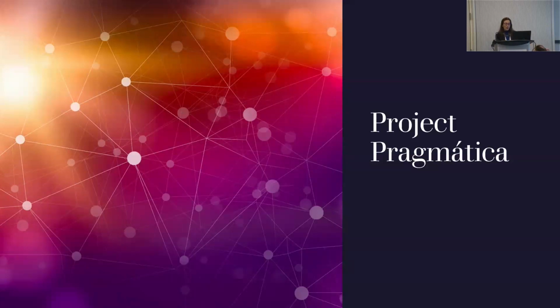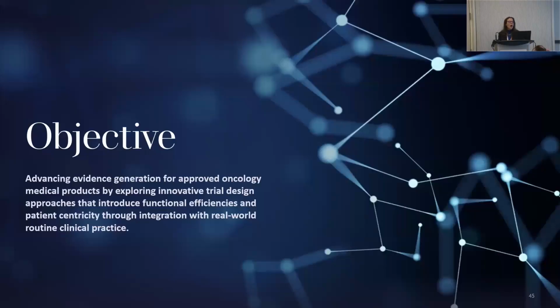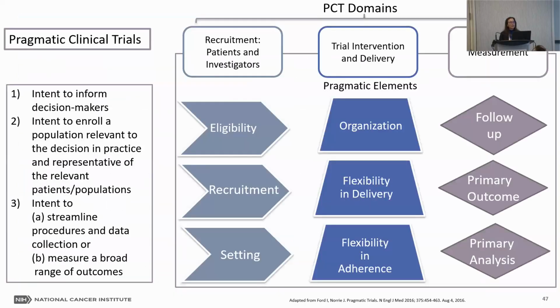And then the last project that I will mention is a new project that we've just launched in the Oncology Center of Excellence, which is Project Pragmatica. Project Pragmatica seeks to advance evidence generation for approved oncology medical products by exploring innovative trial design approaches that introduce functional efficiencies and patient centricity through integration with real-world clinical practice. I'm going to go to this slide to talk a little bit about the intent of pragmatic clinical trials, which is to inform decision makers, to enroll a relevant population, and either streamline procedures and data collection or measure a broad range of outcomes.